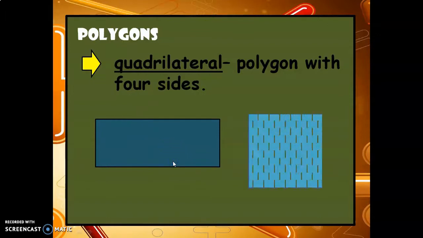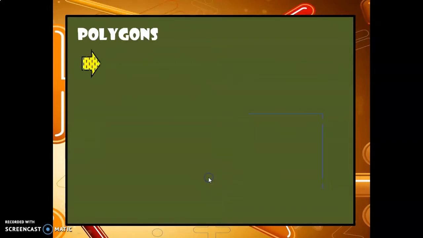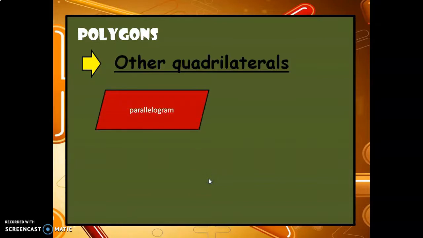Another example of a quadrilateral is a square. In a square, all sides are equal. All angles are also right angles. And opposite sides are also parallel. These are the first two examples of quadrilaterals. But there are some other examples like the parallelogram. In a parallelogram, opposite sides are equal, so those two opposite sides are the same in length. Opposite angles are also equal, so this angle is equal with this angle.